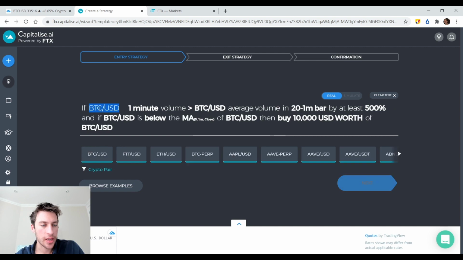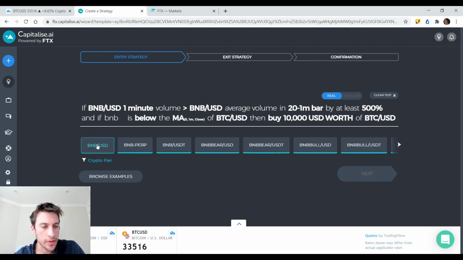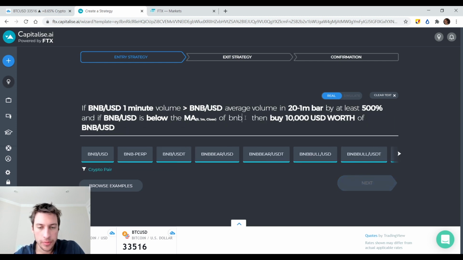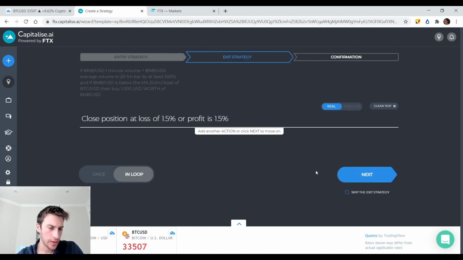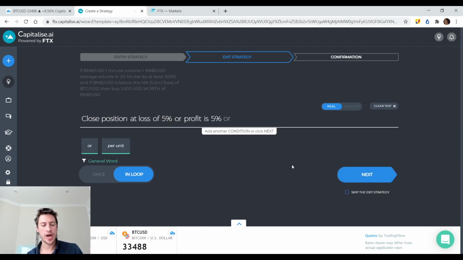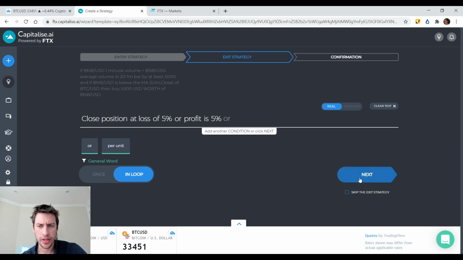What I would do with that is I would change this to BNB. I would change all of them to BNB, of course, and I would actually change this to 1,000 USD worth of BNB, and close position at a loss of 5% or profit of 5%. So this is just how easy it is to copy the volume spike strategy from the template that I'm going to give you guys, and then just apply it to anything else you would like.